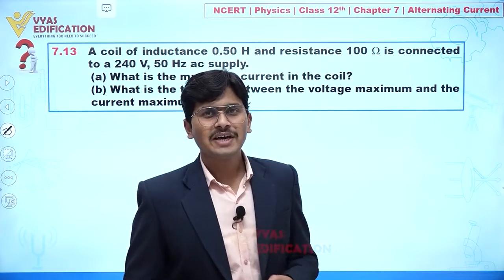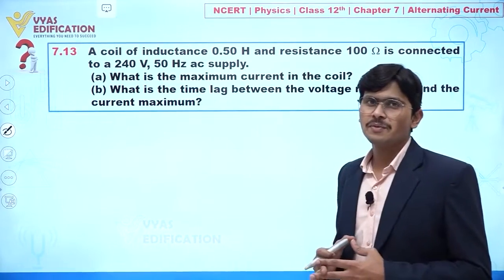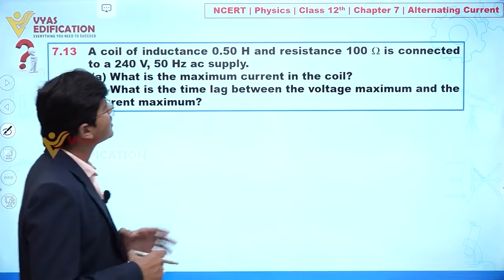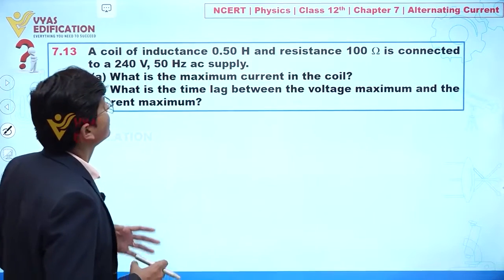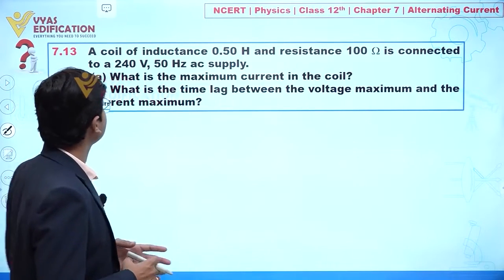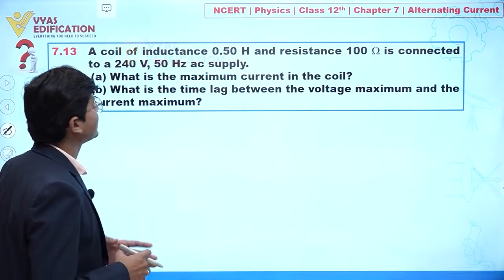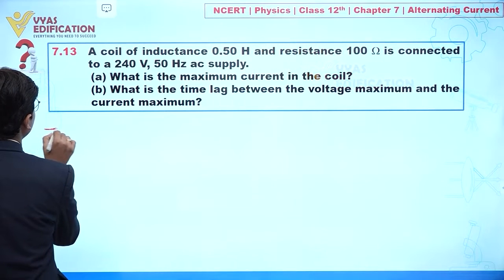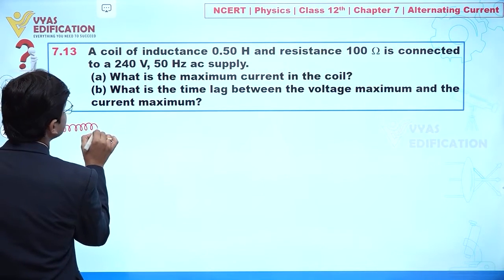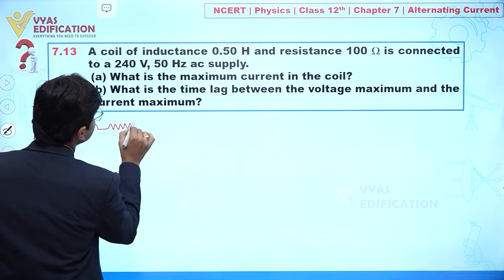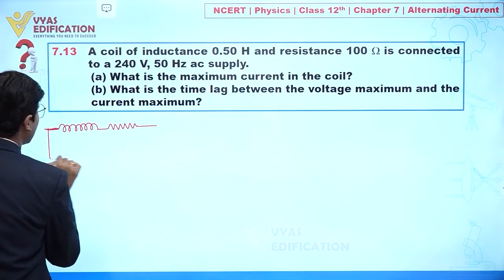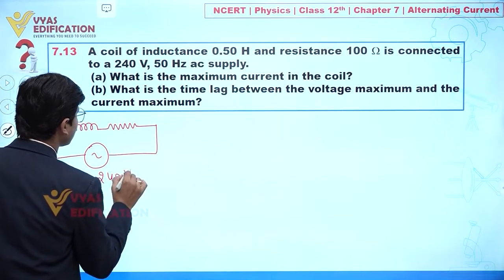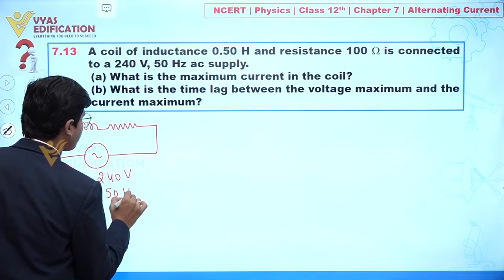Now students, we are going to discuss question number 7.13. In this question, a coil of inductance 0.50 henry and resistance 100 ohm is connected to a 240 volt, 50 hertz AC supply. Let's suppose I draw this diagram: this is a coil with a resistance, connected to an AC supply of 240 volt and 50 hertz.